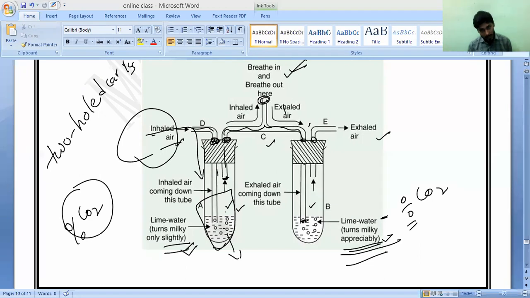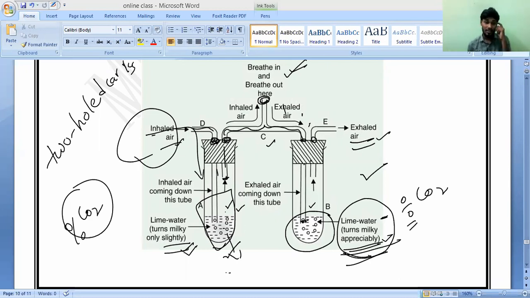So again we are breathing out there only, so that it has been passed into this one. So that is how exhaled air is entering here, and the carbon dioxide turns it milky, and exhaled air is coming outside. That is the experiment to verify: here it turns more milky, so I can say that here the carbon dioxide percentage is more in the breathed-out air, and here the carbon dioxide percentage is less because it contains less carbon dioxide, just 0.04%.